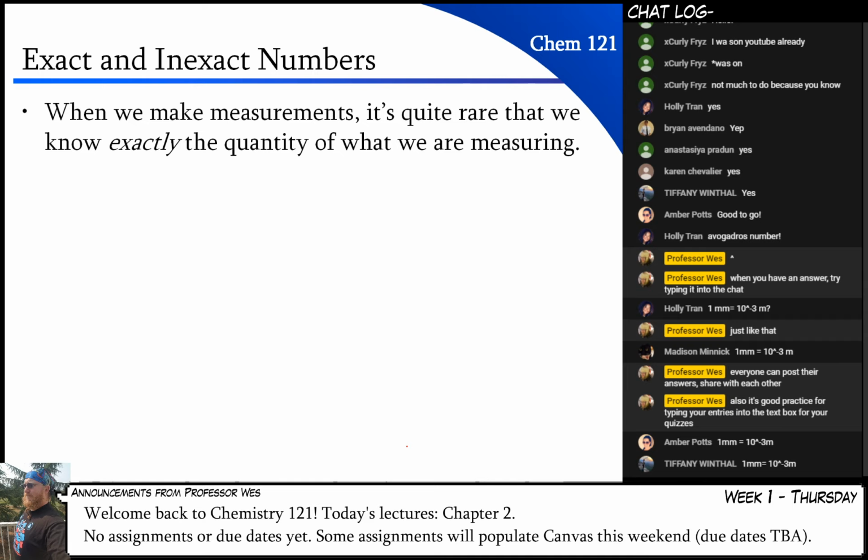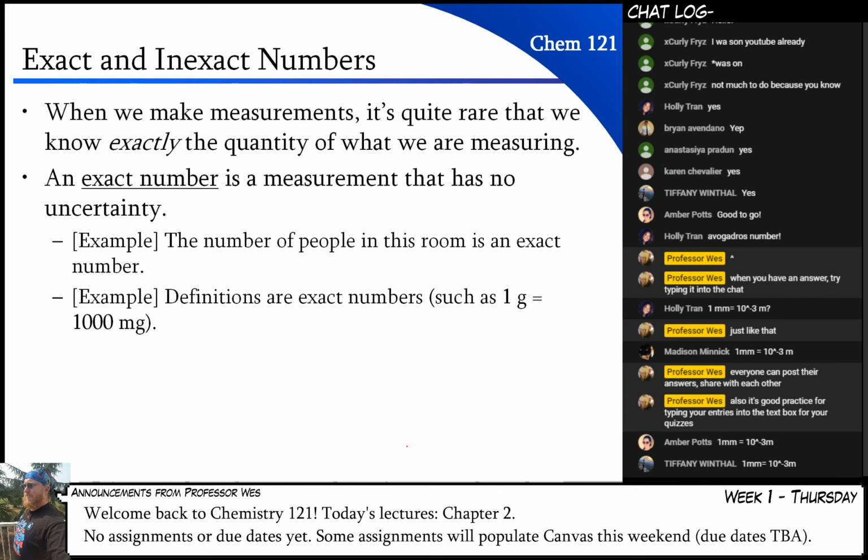Now, it turns out that when you are making any measurement, it's really, really uncommon to have an exactly correct measurement. There's always going to be some degree of error associated with it. Let's talk about when numbers are exactly whatever their value is. An exact number is any number that has no uncertainty associated with it.